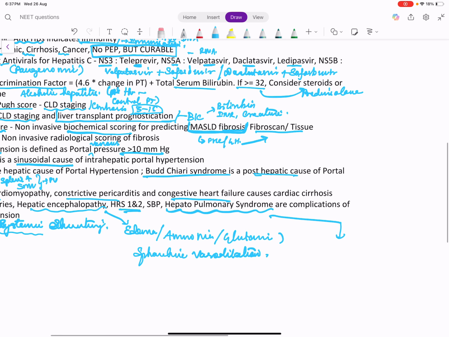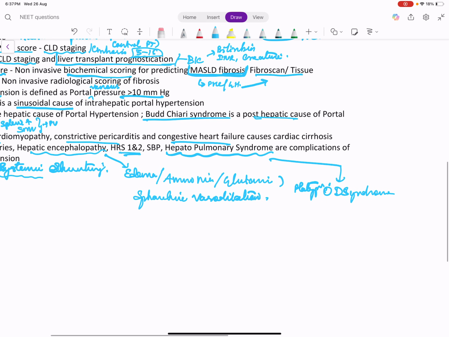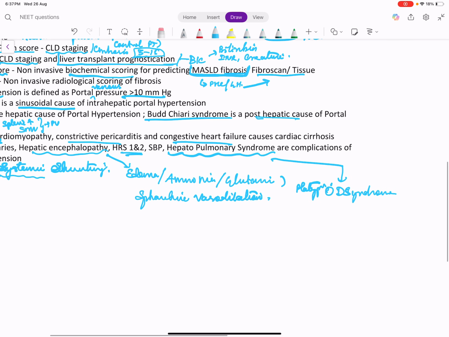Hepatopulmonary syndrome, one typical feature is platypnea-orthodeoxia syndrome. Platypnea is breathing difficulty in the sitting position. Usually in heart failure, we have orthopnea, that is, breathing difficulty in the lying down position. But in hepatopulmonary syndrome, there is platypnea, which improves when they lie down. So that is called platypnea-orthodeoxia syndrome. And spontaneous bacterial peritonitis.